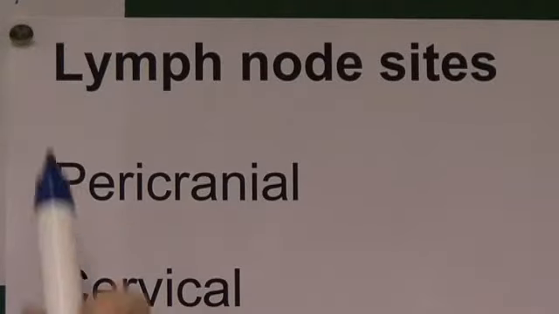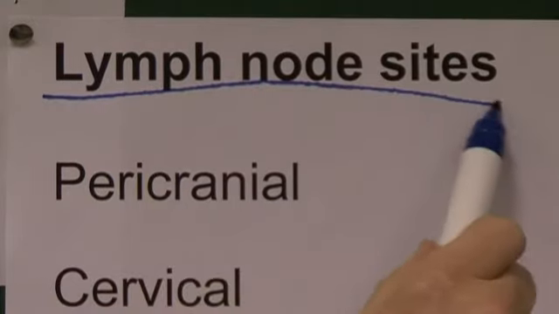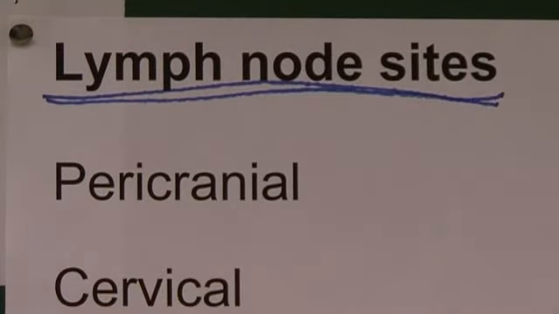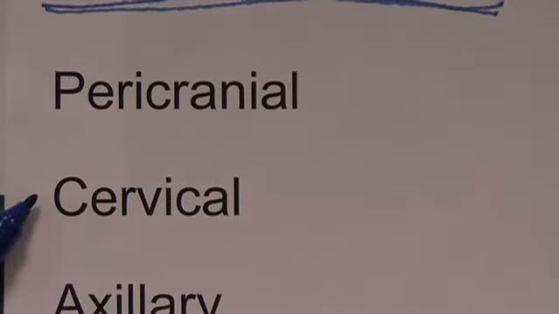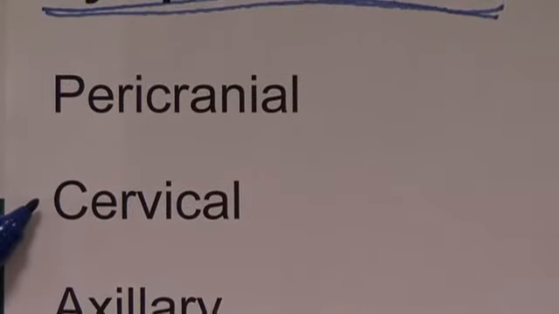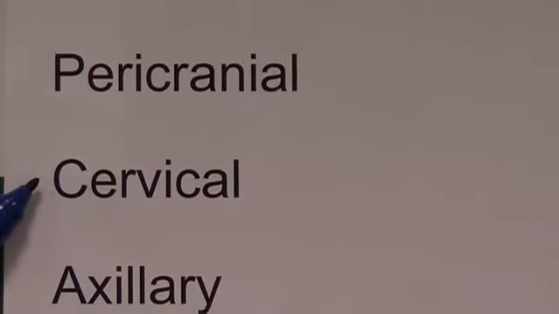So let's think about the sites where there's clusters of lymph nodes. The lymph nodes don't occur arbitrarily throughout the body, they are clustered in particular areas. So the pericranial, first of all, around about the base of the head. The cervical are along the internal jugular vein in the neck. The axillary are in the armpits.